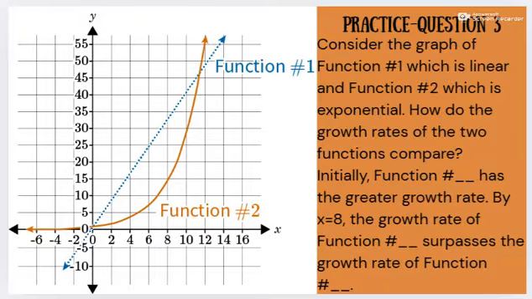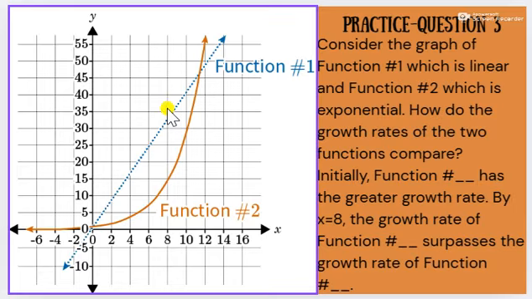Here is practice question number 3. Consider the graph of function number 1, which is linear, and function number 2, which is exponential. How do the growth rates of the two functions compare? Initially, function blank has the greater growth rate. By x equals 8, which is right here, whoop, the growth rate of function number blank surpasses the growth rate of the other function. And guess what? It's not at x equals 8. They lied. Where it changes is about x equals 11.5.